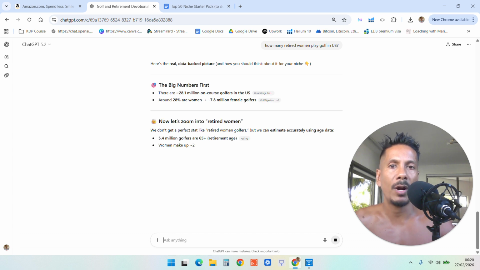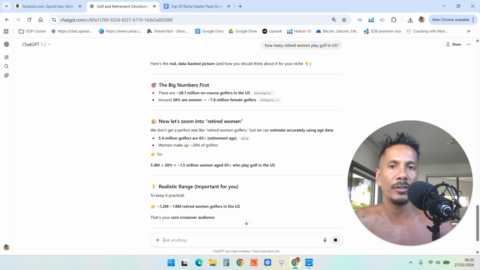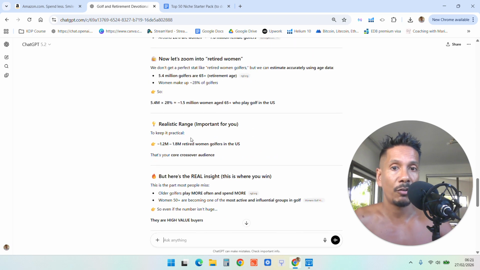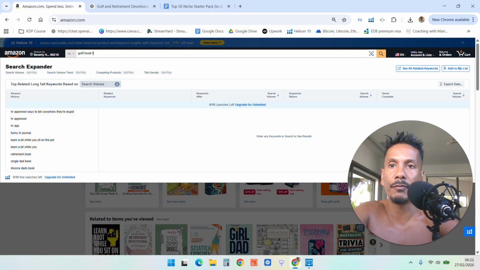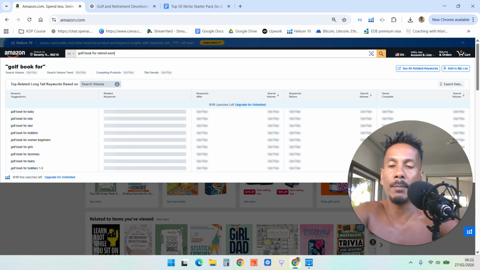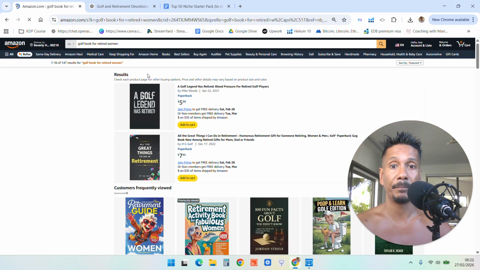There are 28.1 million golfers in the US, around 28% of them women. So 7.8 million female golfers. So zooming out to retired, about 5.4 million golfers are 65 plus and retired. So a realistic range is 1.2 to 1.8 million retired women who are golfers in the US. That's a big enough market, but it's also quite niche. I'm just going to go into Amazon now and I'm going to put in golf book for retired women just to see if there's anything selling.